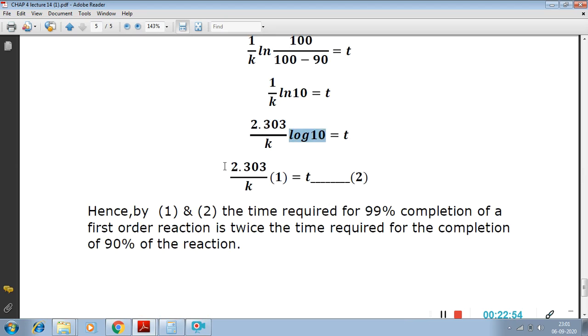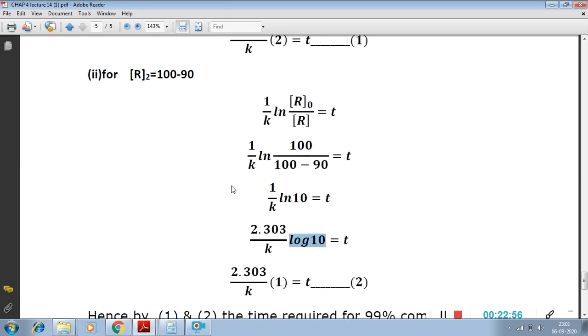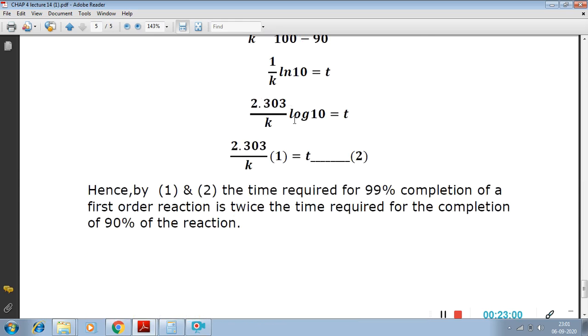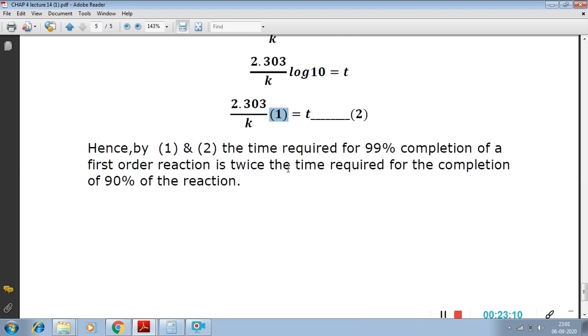Now see equation number 1 and 2. This is our equation number 2. Here 2 is there, and in equation number 2, 1 is there. So by these two equations you can say that the time required for 99% completion of a first order reaction is twice the time required for 90% completion of the reaction.